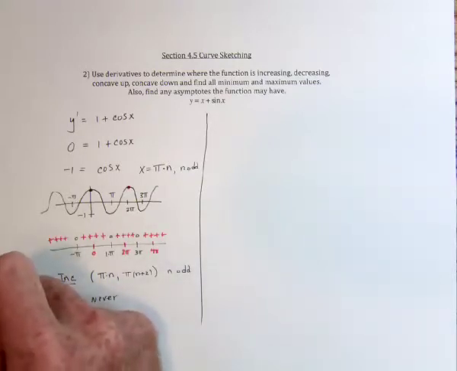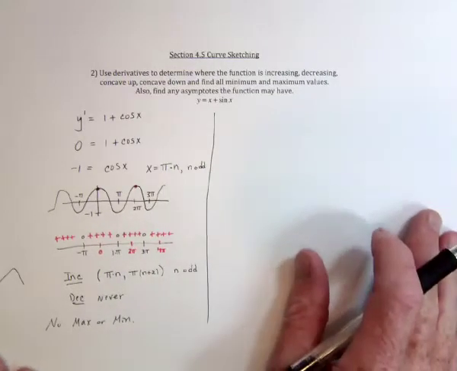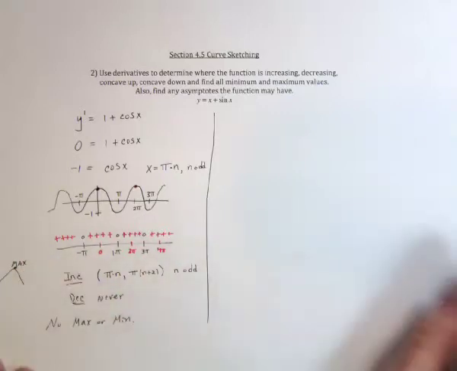Because in order to have a max, it would need to go up and then down. That would be a maximum, but it never goes down.